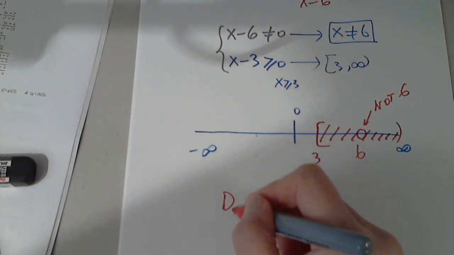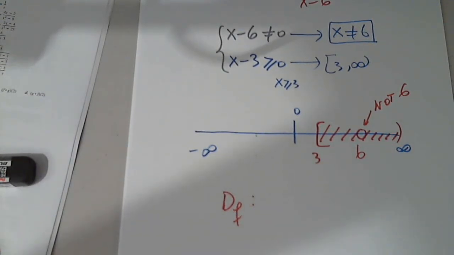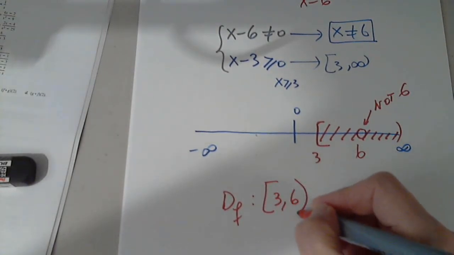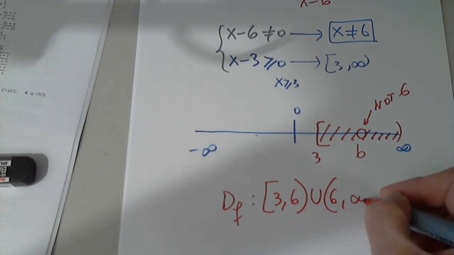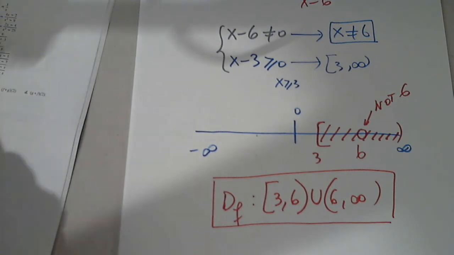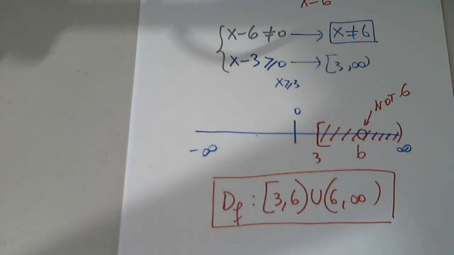Therefore, the domain of this function is, and what do I need to write? Would it be 3 to 6 and then 6 to infinity? Excellent. This is the domain of this function. Excellent. Any questions? Please stop me. Anyone?